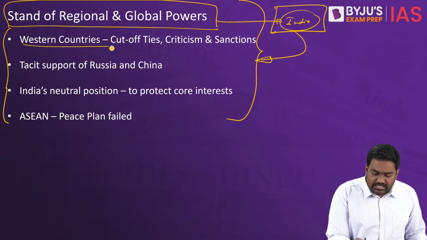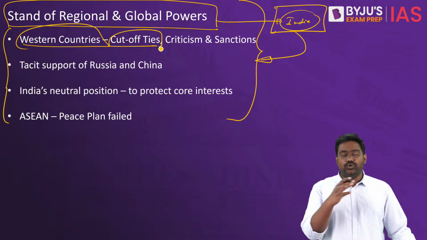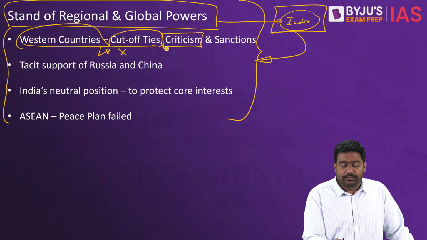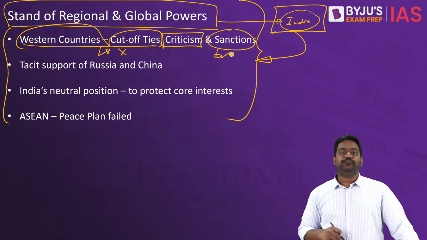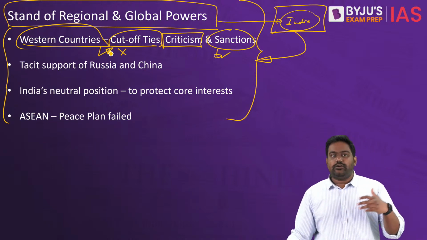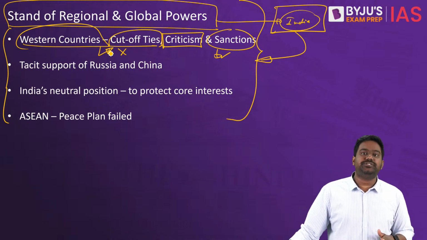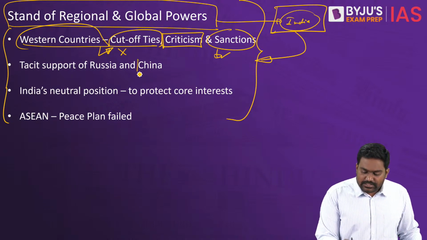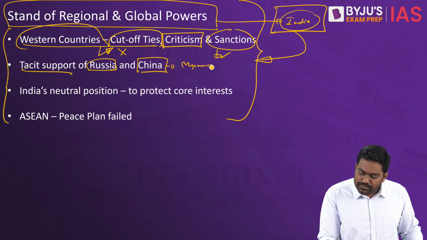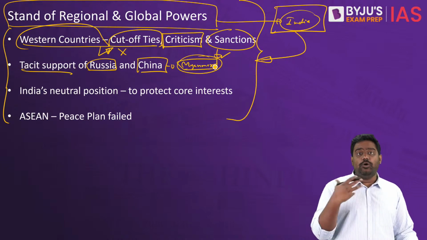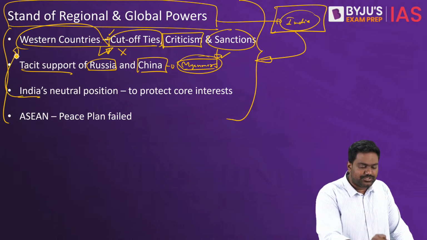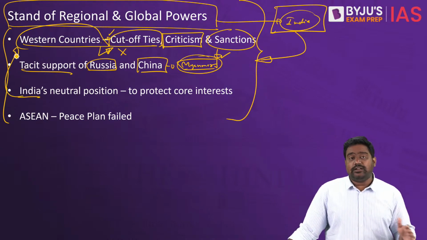As you can expect, Western countries have again cut off their ties. As soon as the emergency was imposed in 2021, Western countries cut off the ties again, criticized Myanmar, and they have reimposed the sanctions. That is the stand taken by the Western countries. Of course, they're not doing it just for the sake of democracy or human rights. They have their own vested interests. The vested interest of Western countries is that they would like to counter the influence of Russia and China, which are very, very close to Myanmar's military junta. It's geopolitical considerations that are driving the policy of Western countries. That's why India does not follow their sanctions. India never usually follows unilateral sanctions.